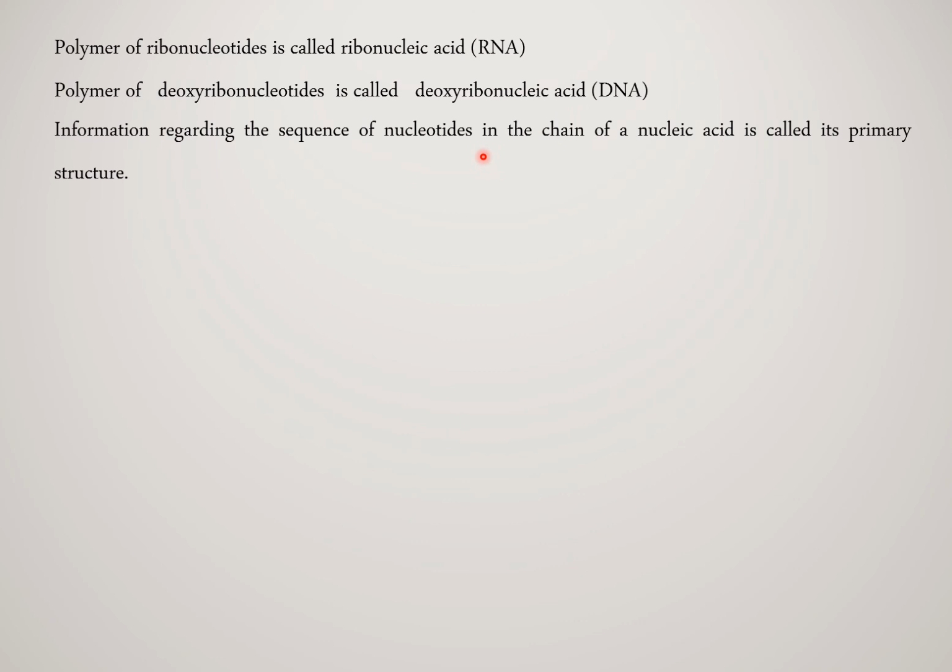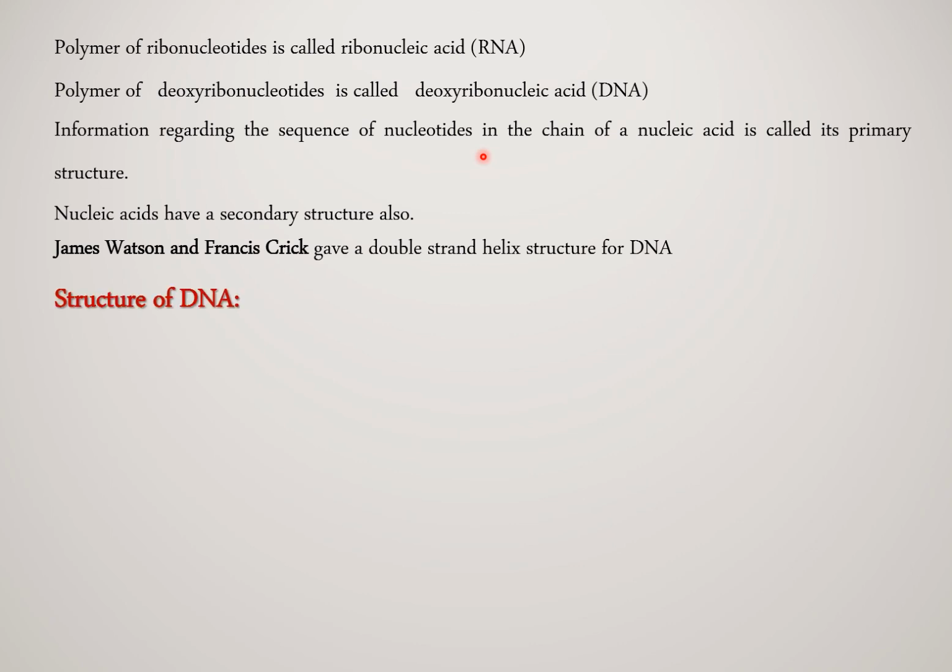So what is the importance of these? The sequence of nucleotides in the chain of the nucleic acid gives the primary structure of the nucleic acids. The nucleic acids also have a secondary structure. Watson and Crick, the two eminent scientists, gave us the double-stranded helical structure for the DNA.